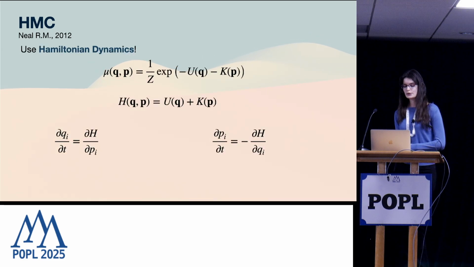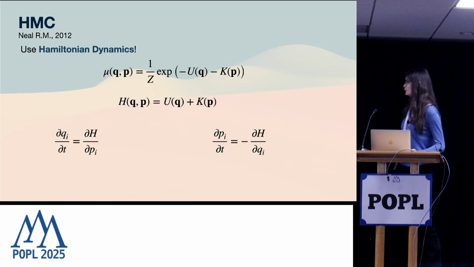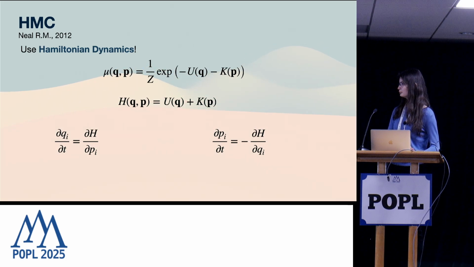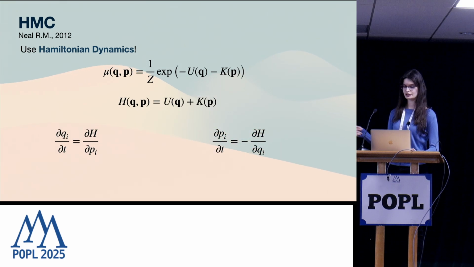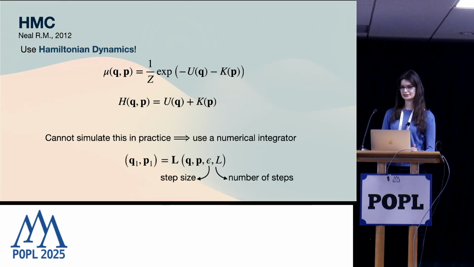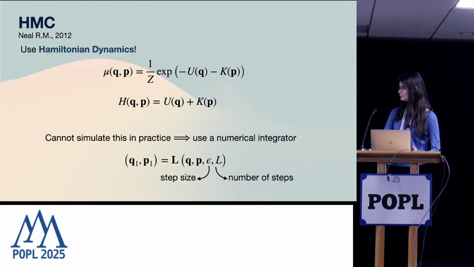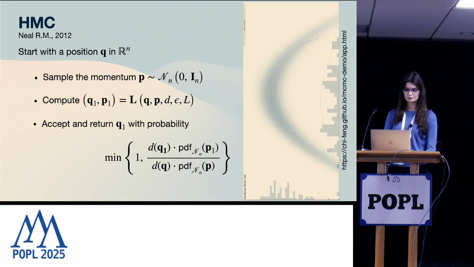Okay. So now the values for Q and P after some time t can be computed by solving these differential equations. However, we cannot do that exactly in practice. So we will approximate them by discretizing time. One common approach of doing this is using the leapfrog integrator, which simulates L steps of small size epsilon. And epsilon and L need to be user specified.